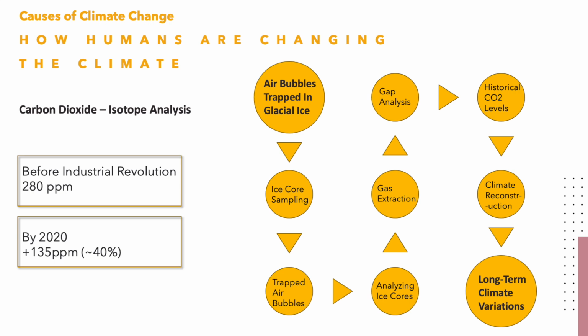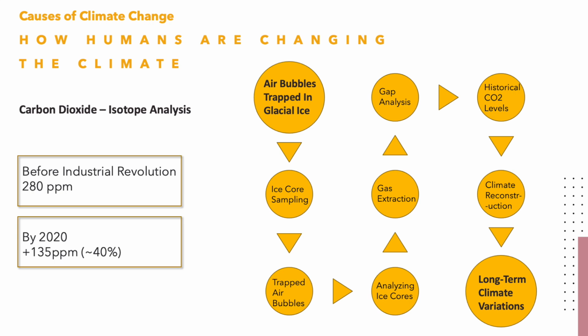By analyzing the chemical composition of CO2 in air bubbles at different depths in the ice core, scientists can reconstruct the historical concentrations of CO2 in the Earth's atmosphere over thousands of years. The reconstructed CO2 concentrations from ice cores provide valuable information about past climate conditions. By comparing CO2 levels with other climate data such as temperature records or other proxies, scientists can understand the relationship between CO2 and climate and study long-term climate variations.